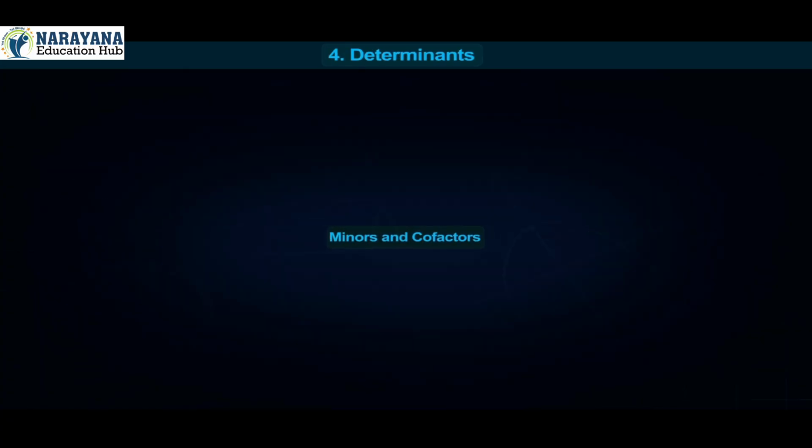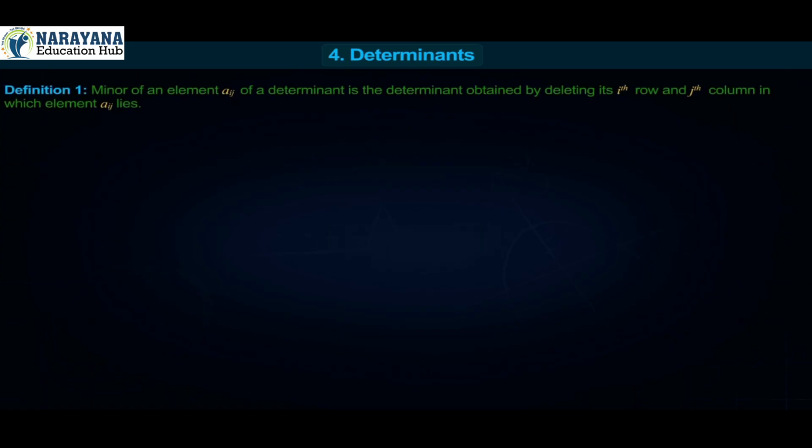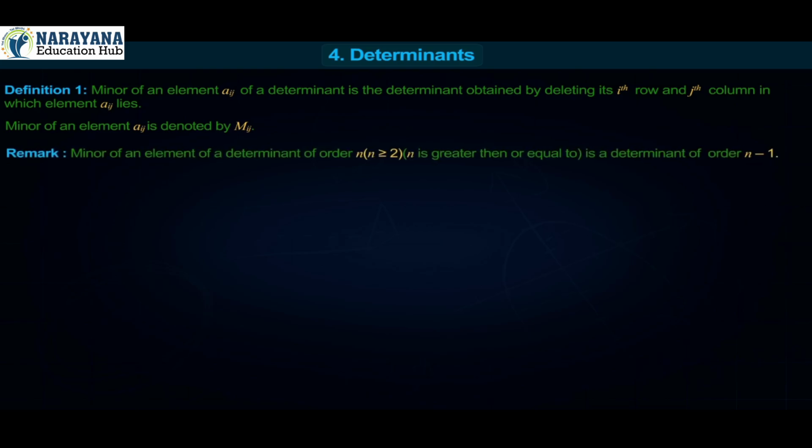Minors and cofactors. Definition 1. Minor of an element Aij of a determinant is the determinant obtained by deleting its ith row and jth column in which element Aij lies. Minor of an element Aij is denoted by Mij. Remark. Minor of an element of a determinant of order n, where n is greater than or equal to 2, is a determinant of order n minus 1.